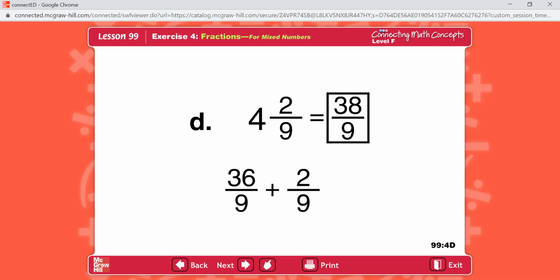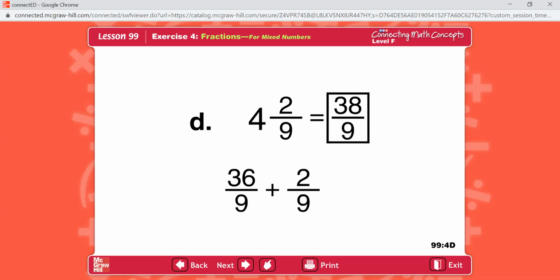Problem C, change 690 feet into yards. The problem you work is 690 divided by 3. There are 230 yards in 690 feet. Problem D, change 3 miles into yards. The problem you worked is 1,760 times 3. There are 5,280 yards in 3 miles.